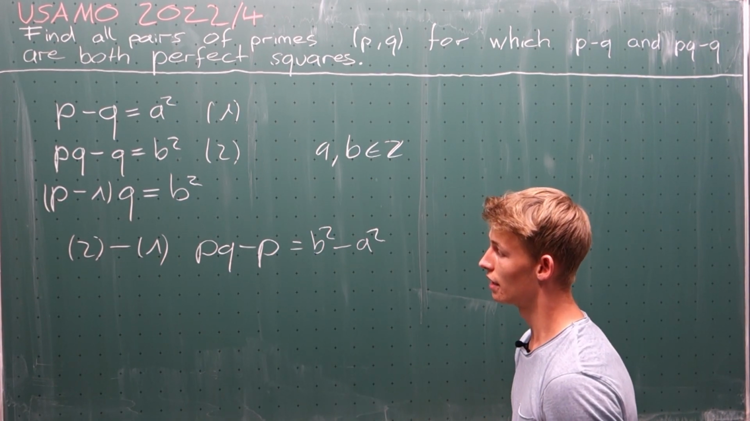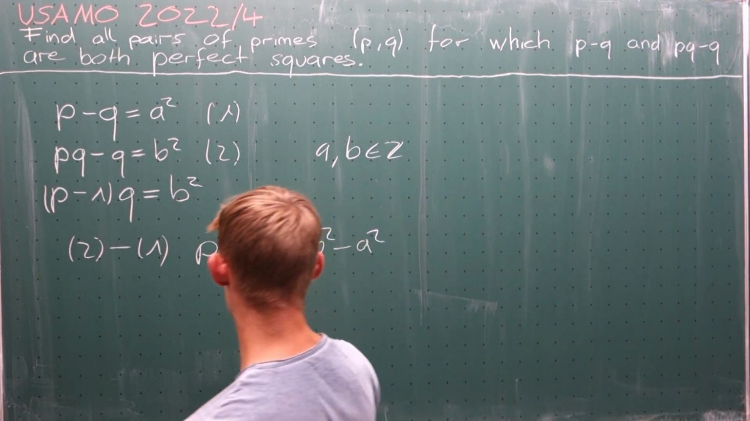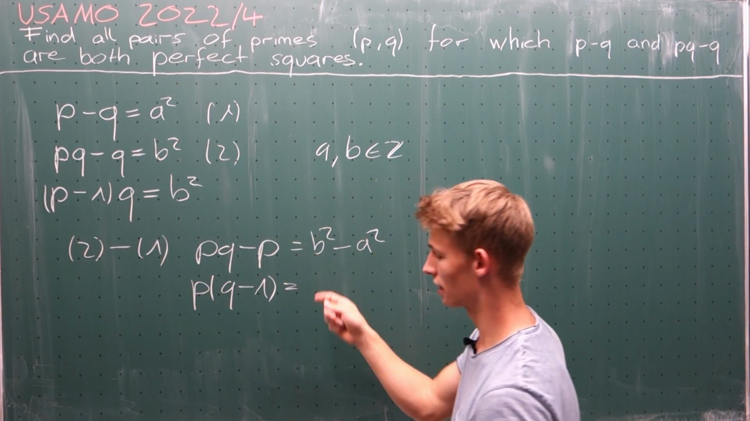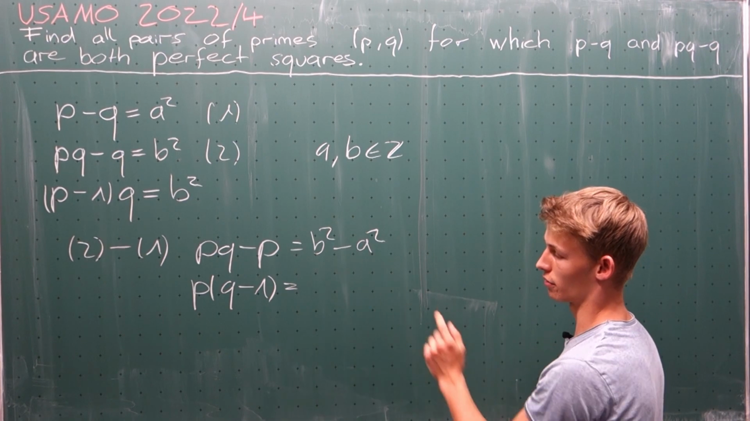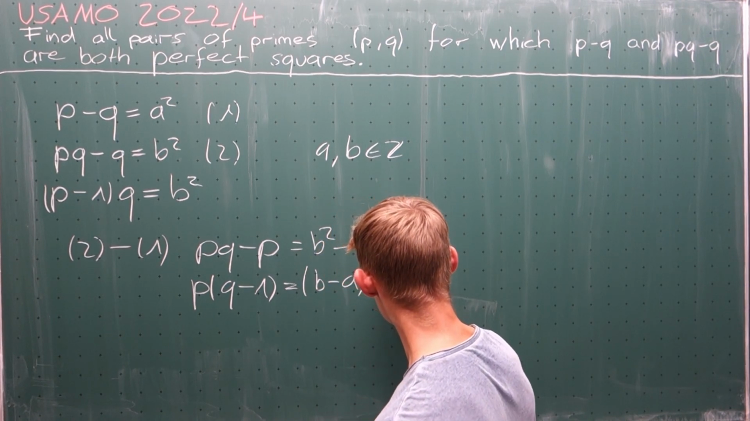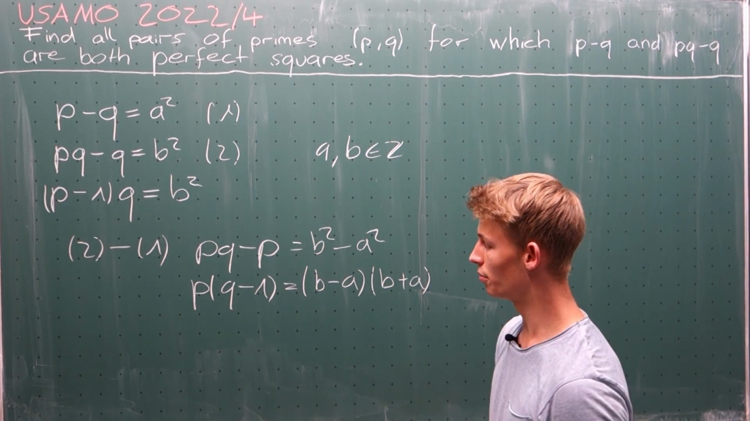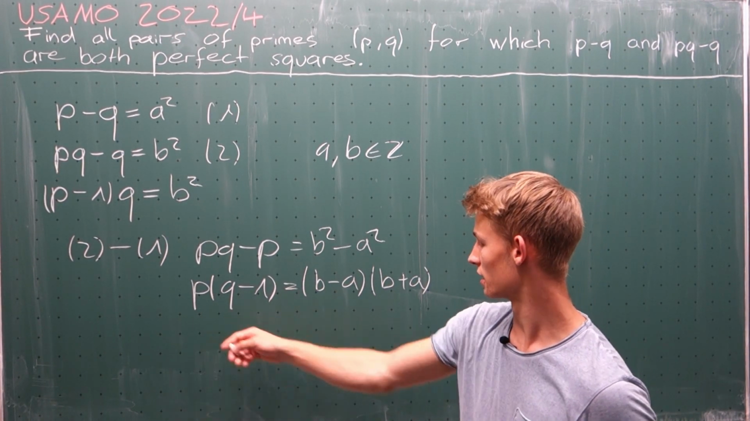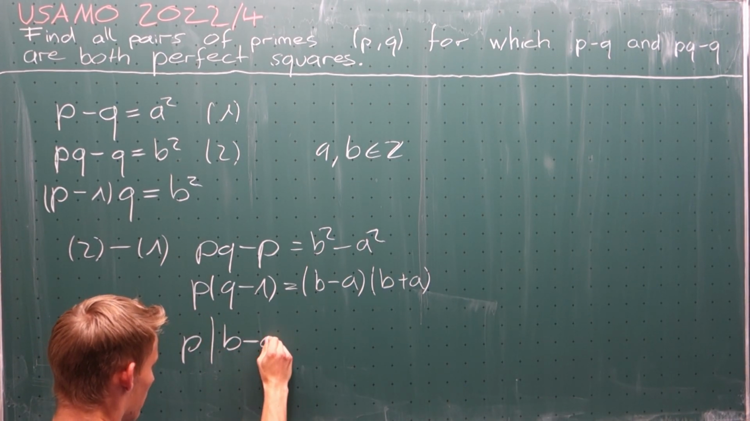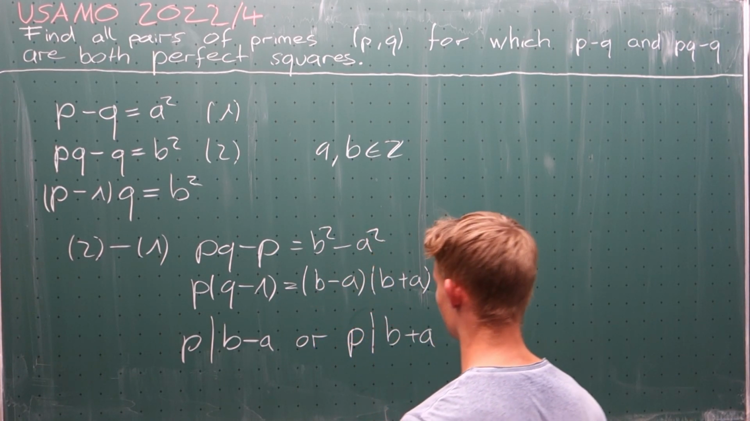And this equation is nice because on the left hand side we have a common factor p, so the left hand side can be written as p times q minus 1, and on the right hand side we have a difference of squares, and therefore we can write the right hand side as b minus a times b plus a. And now we use the fact that p is a prime, and therefore we know that p must divide one of these factors. So p divides b minus a, or p divides b plus a.